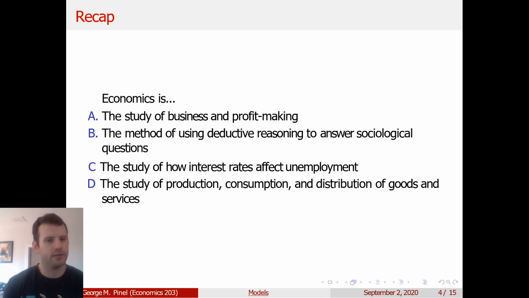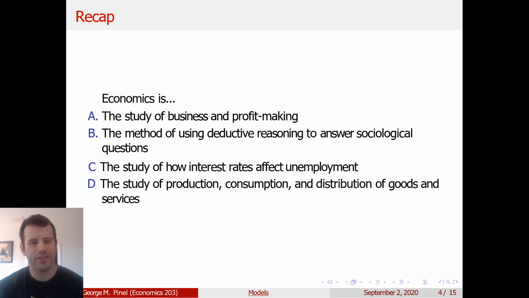So let's take it one by one. Is it the study of business and profit making? I think I went kind of in depth on this. It's related. We definitely do study businesses in economics. It's one of the main things that we study, but it's way more expansive than that. And businesses will factor, particularly in this course where we're looking at microeconomics, they'll factor pretty heavily, but that's not what economics is. It covers a lot more. So I would scrap A.